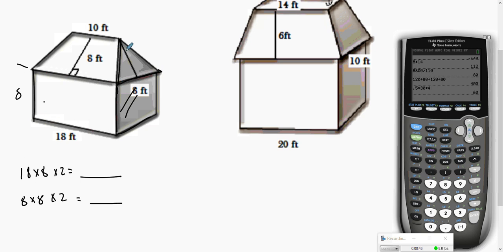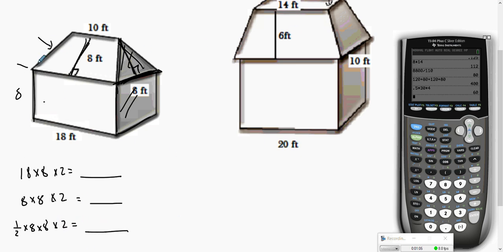This triangle right here, I'm going to assume that this 8 foot is the same right here. 8 feet. So the triangle is 1/2 base times height. Base 8, height 8. 1/2 times 8 times 8. There are two of these triangles, one here, one on this side. So times 2 would be those.